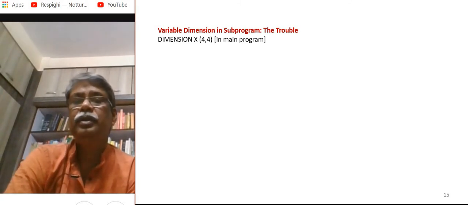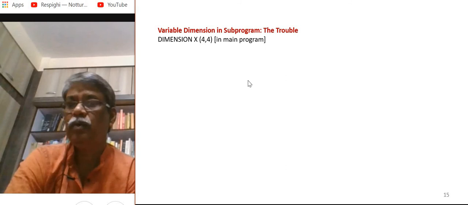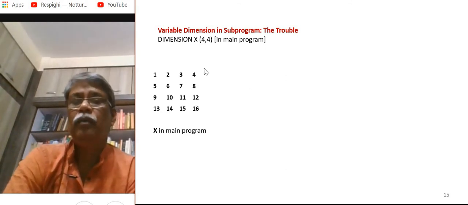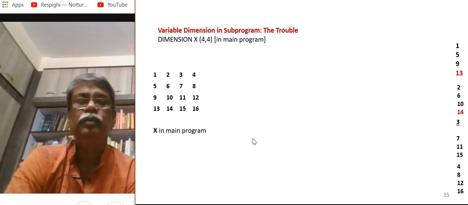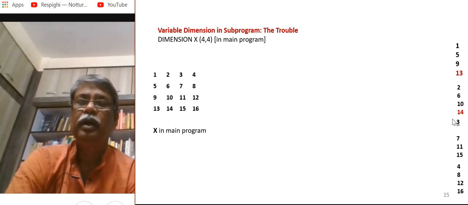So the dimension in the main is 4 by 4, right? Now for example, I have read this 4 by 4 array X in the main program, and as I have already mentioned, it stores the values 1, 5, 9, 13, and then 2, 6, 10, 14, and so on, right? And you see an underline is there, the element 3.